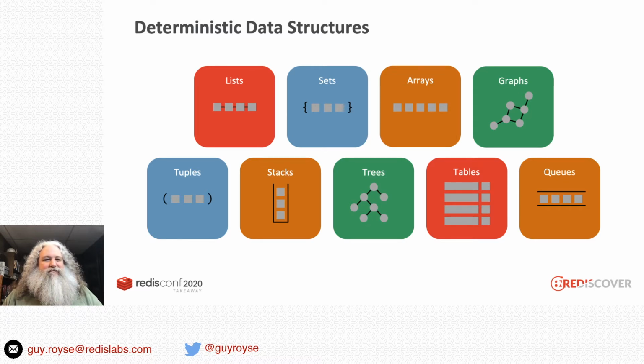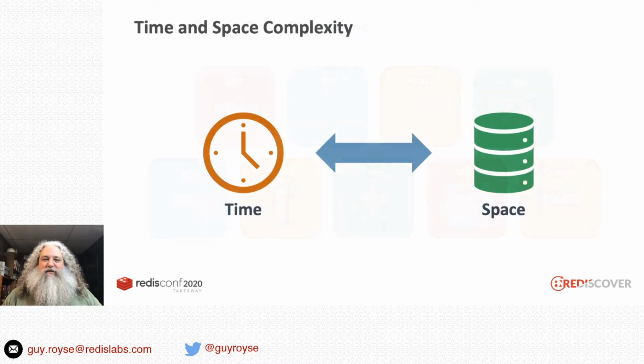And that's what makes them deterministic, as opposed to probabilistic, which doesn't necessarily do that. Now, we pick our different deterministic data structures based on time and space complexity. So we might be looking at something that's very efficient time-wise, so it's fast, but it consumes more space. Or maybe we're looking at something that's a more compressed space, but is slower to use. And so we make these trade-offs all the time between time and space.